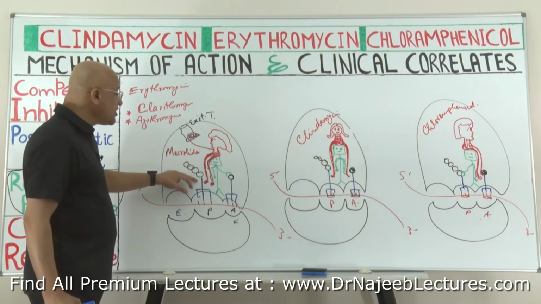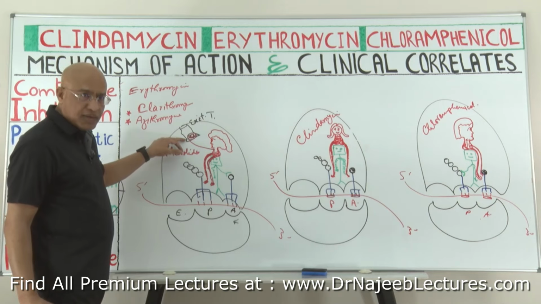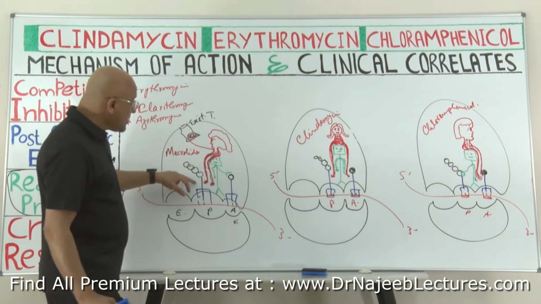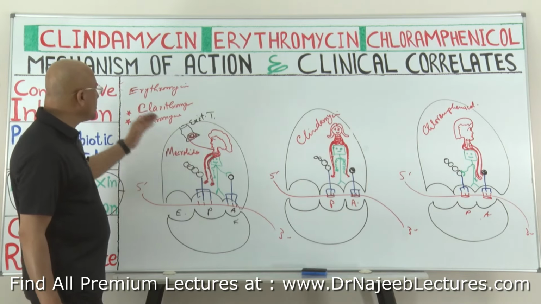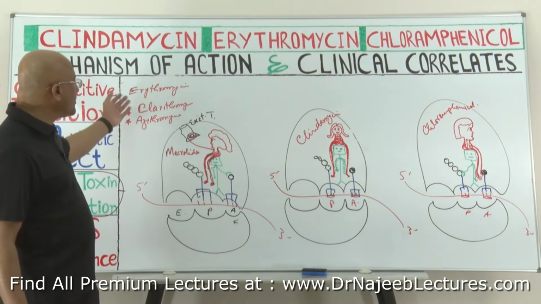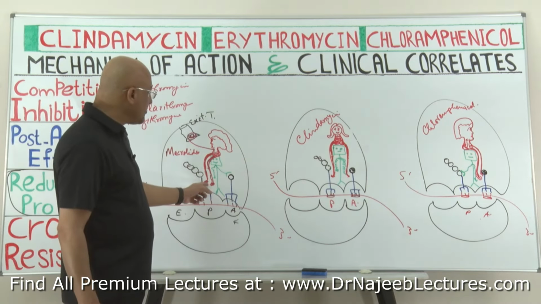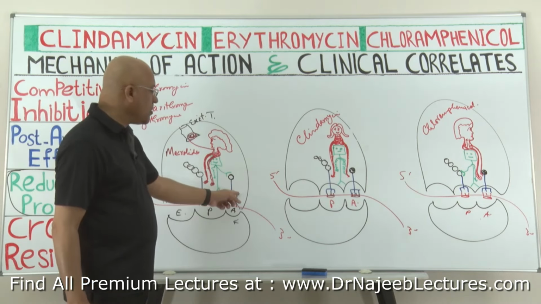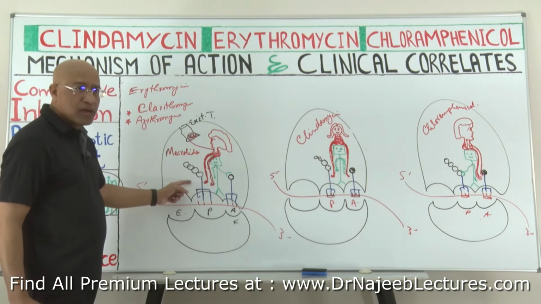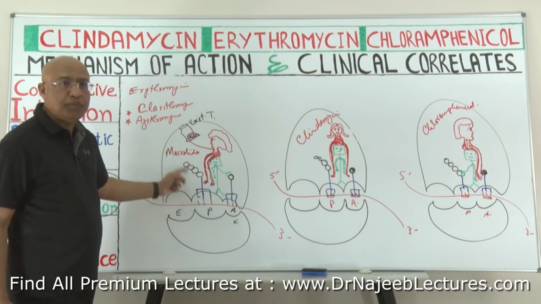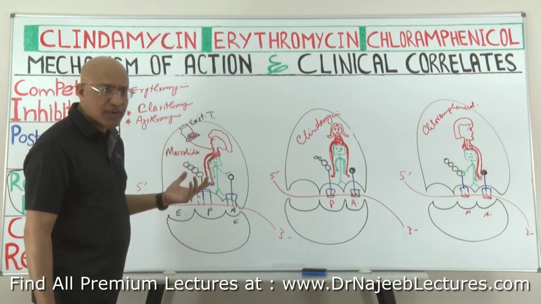Macrolide produces dysfunction mainly at the P site and also closes the exit tunnel, right? And they also kick. This lady might be erythromycin or azithromycin or clarithromycin. This lady also kicks so much, but she will not dislodge the aminoacyl transfer RNA. This lady might dislodge peptidyl transfer RNA prematurely, right? That will also disrupt the protein synthesis function.